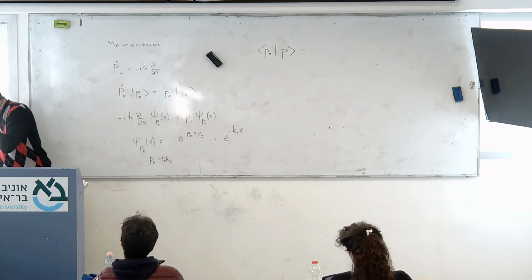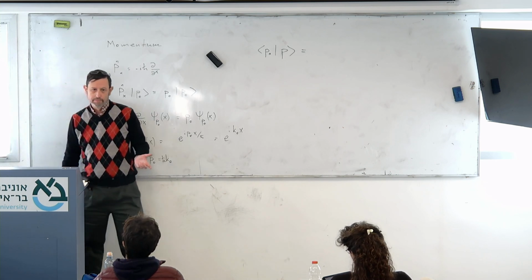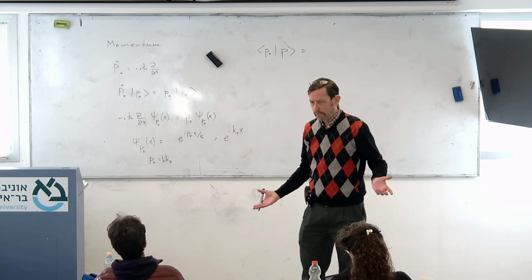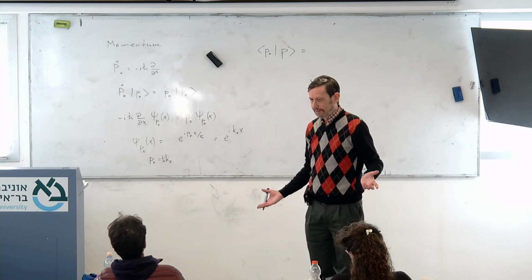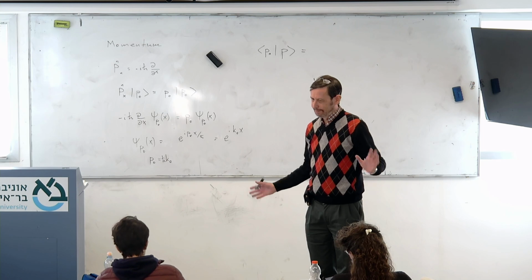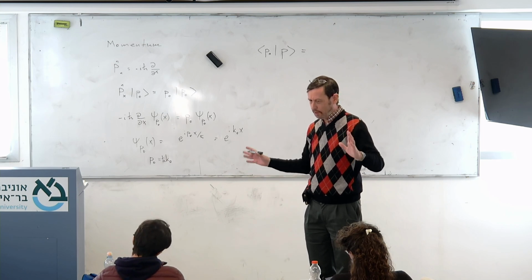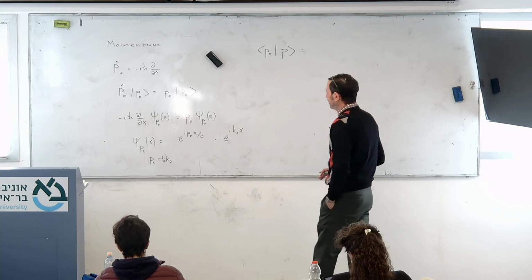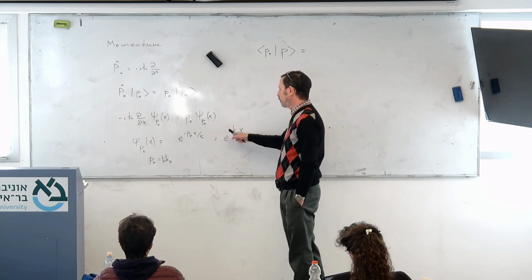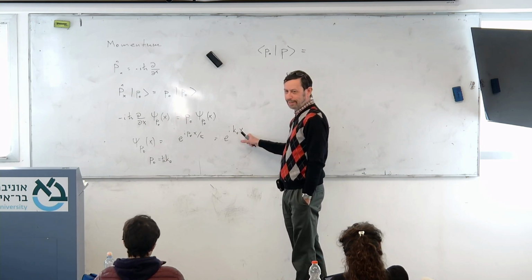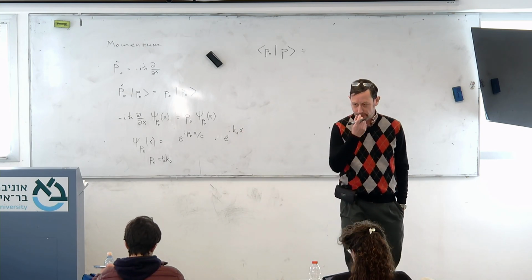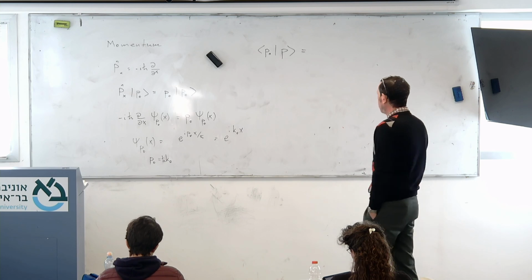You don't have units for K. Yes, you have. No, because h bar takes all the units. Oh no, you have one over length as units for K. Yeah. You have to have it, because the exponent has to have no units. So if x has units of length, K has to be one over length.